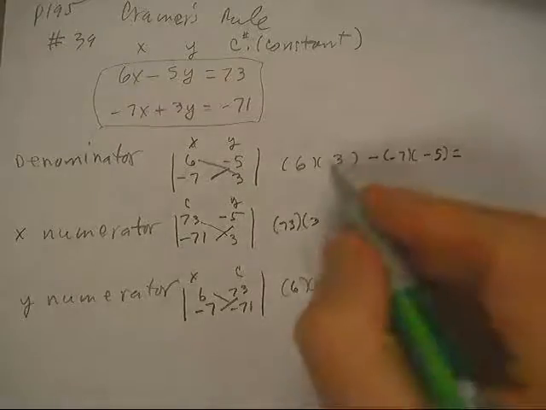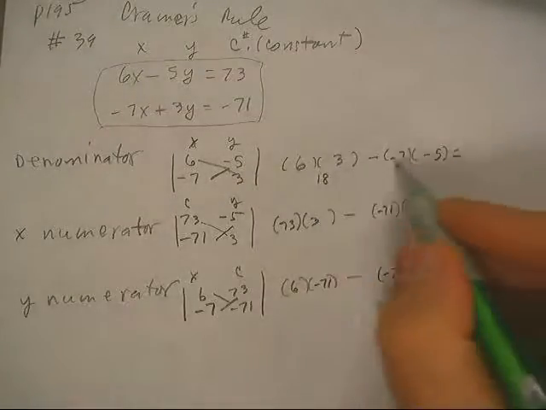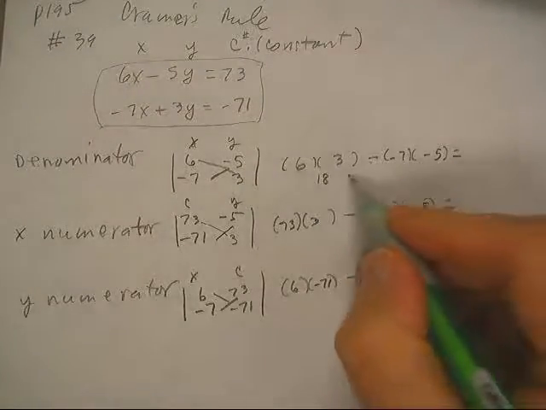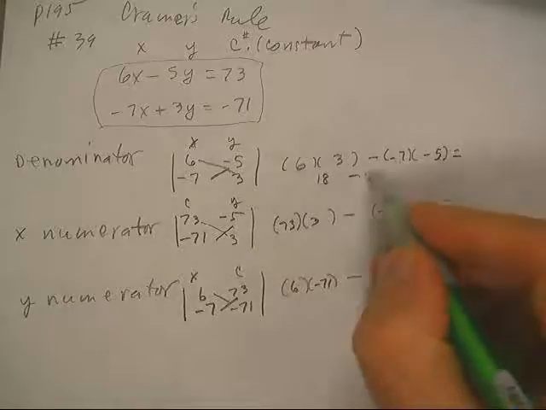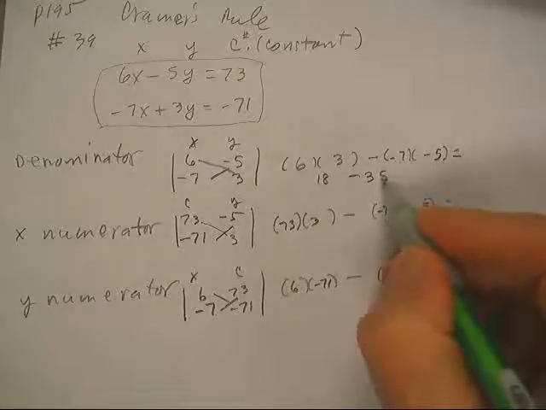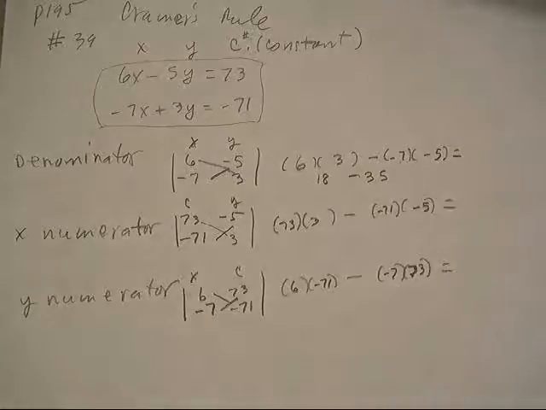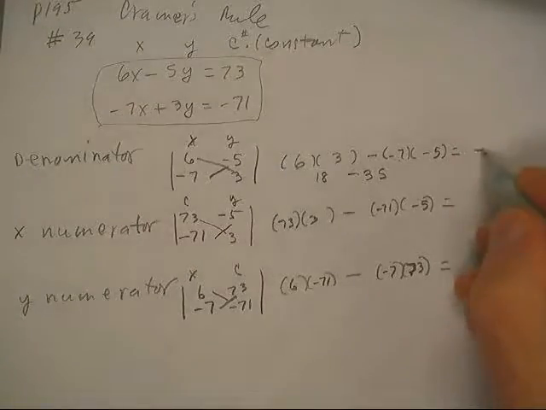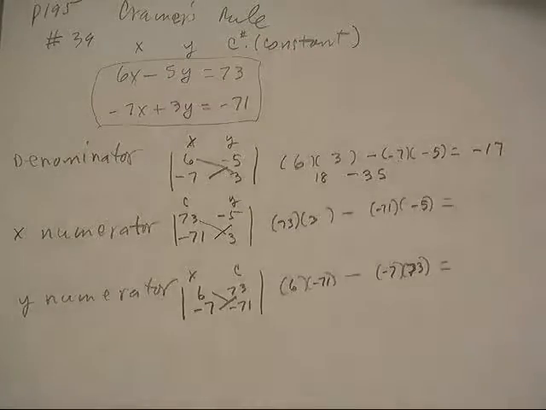And now it's time to calculate. So right there, that one's 18. 1, 2, 3 negatives is going to be negative, and 7 times 5 is 35. Okay, so when you take 18 and subtract 35, that one's negative 17. The denominator is negative 17.